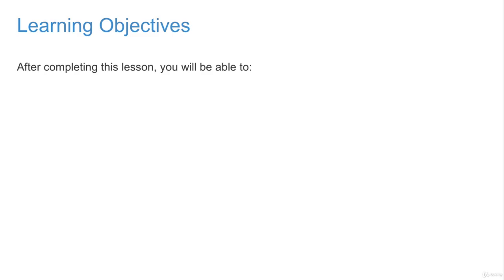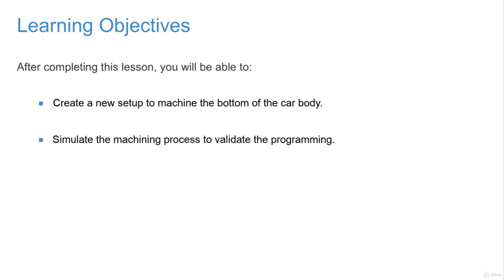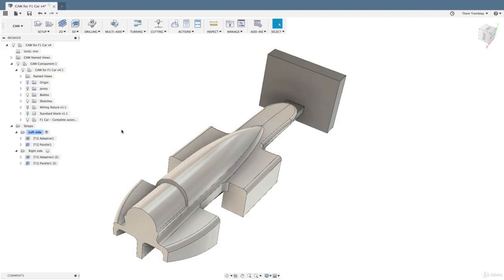After completing this lesson, you'll be able to create a new setup to cut the bottom of the car body and simulate the machining process to validate the programming. Continuing on from the previous lesson, open up the F1 car cam bottom Fusion Archive file using the new design from File.